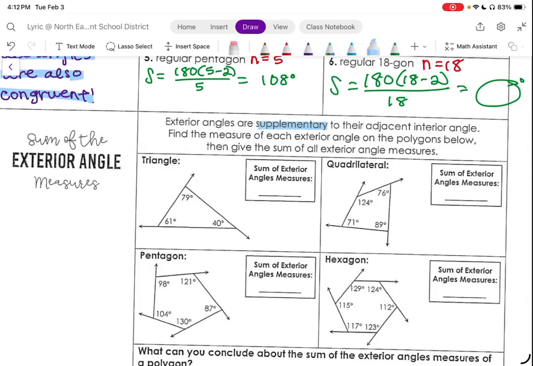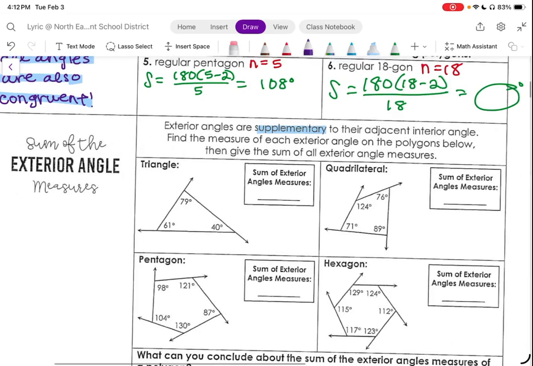I think I shared with you a funny catchphrase that one of my teacher friends used to say. She would ask her kids, "What's sup?" But it sounds like "What's up?" And they would say 180, so they could remember that supplementary angles are 180 degrees. So supplementary means they add up to 180. So the exterior angles are supplementary to their adjacent interior angle. Find the measure of each exterior angle on the polygons below, then give the sum of all exterior angle measures.